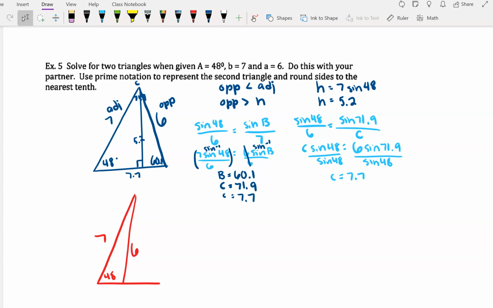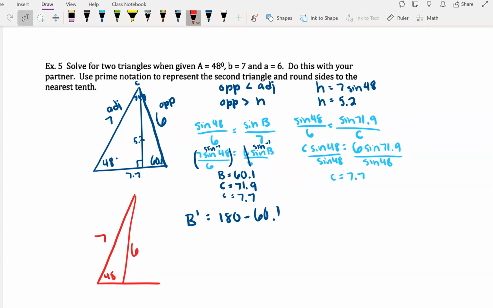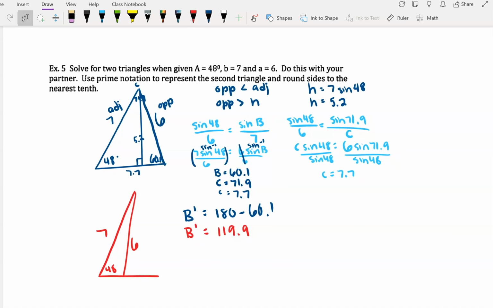The first B was 60.1. To find the second B, B prime is going to be 180 minus 60.1. Sorry, my thing keeps glitching on me. And B prime is going to be 119.9. And we'll use law of sines to find our little b. Oh wait, never mind. We don't need to. What was I thinking? So that's what big B is, 119.9.